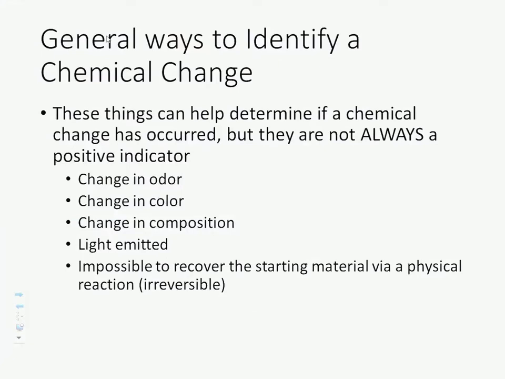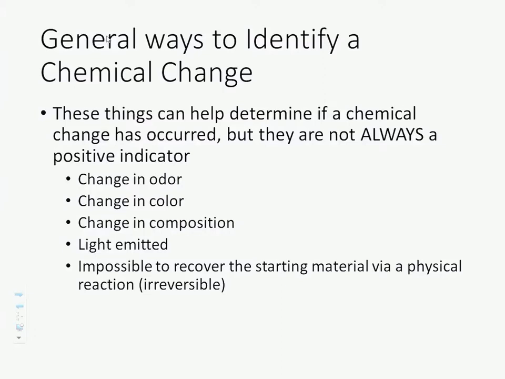And where they came from is most likely a chemical reaction. All right, so these are some general ways to identify a chemical change. If you ever notice a change in odor, a change in color, a change in composition, if light is ever emitted, or if you can no longer recover the starting material via a physical reaction, all of those are ways to identify that a chemical change has taken place. They're not always a positive indicator, but if you have any of these things happen, then generally you know a chemical change took place.